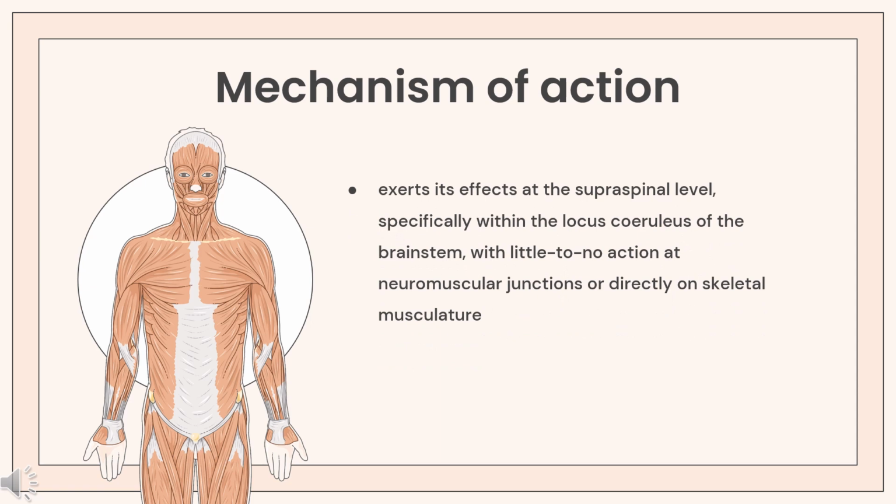Mechanism of action. The exact mechanism of action of cyclobenzaprine has not been fully elucidated in humans, and much of the information available regarding its mechanism has been ascertained from early animal studies. There is some evidence that cyclobenzaprine exerts its effects at the supraspinal level, specifically in the locus coeruleus of the brainstem, with little to no action at neuromuscular junctions or directly on skeletal musculature.